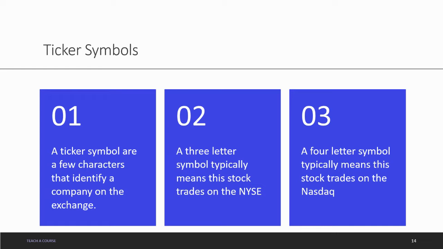Ford is a good example. Ford trades under the ticker symbol F. Boeing trades under the ticker symbol BA. So, again, just because it doesn't have three letters doesn't necessarily mean that it's not traded on the New York Stock Exchange. Now, a four-letter symbol typically means that the stock is traded on the NASDAQ. Apple's a good example. Apple trades under the ticker symbol AAPL. So that's one way that you can start to determine where the stock might be traded.